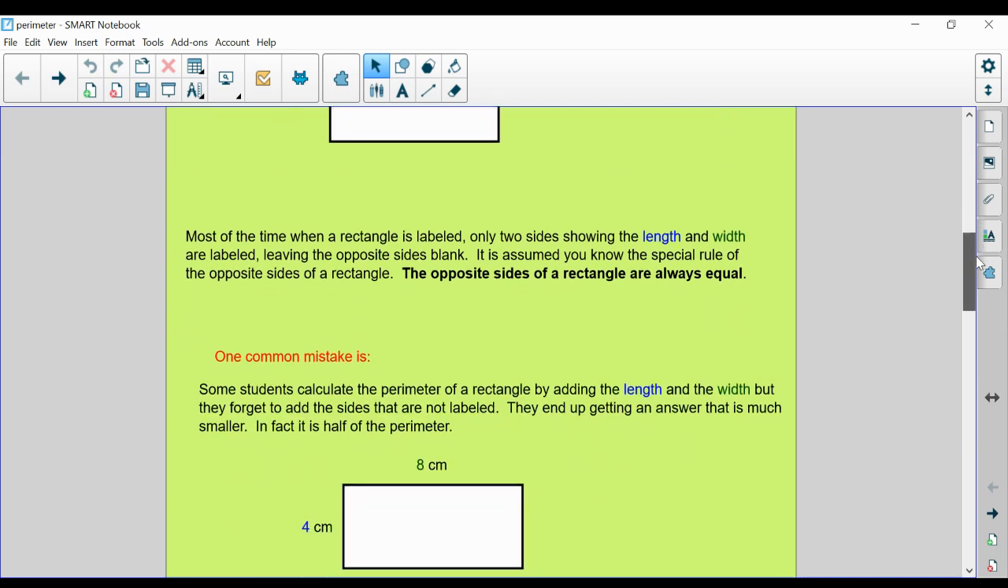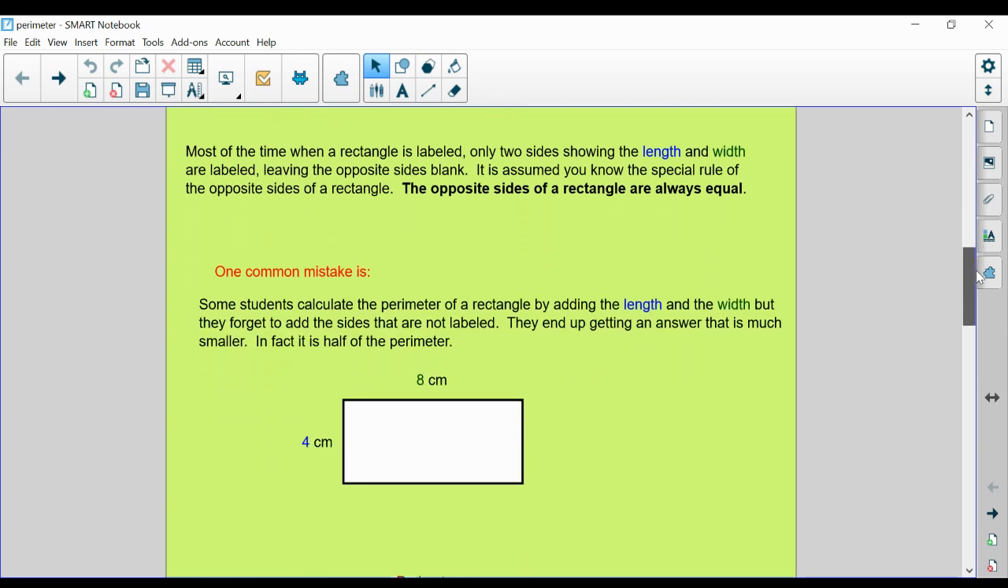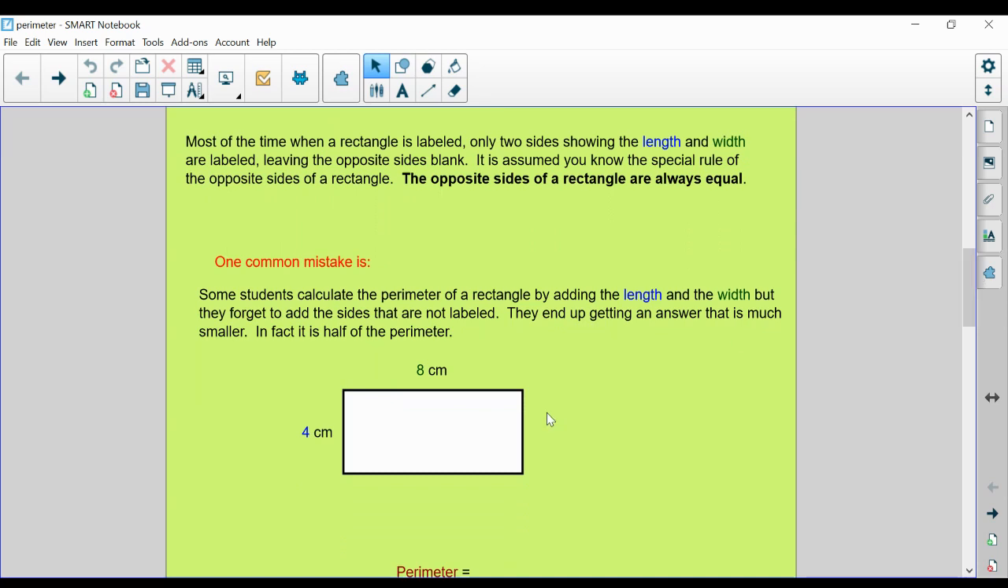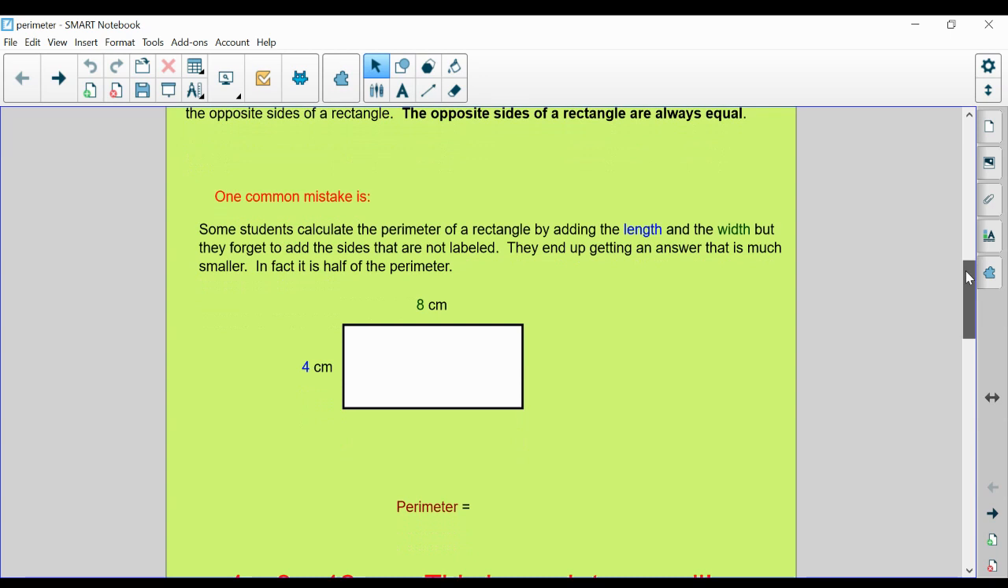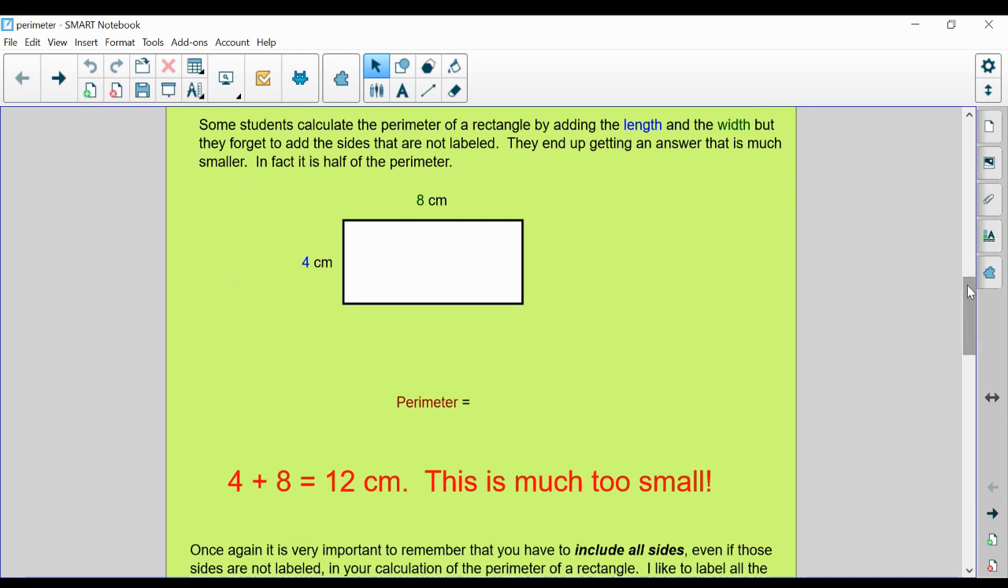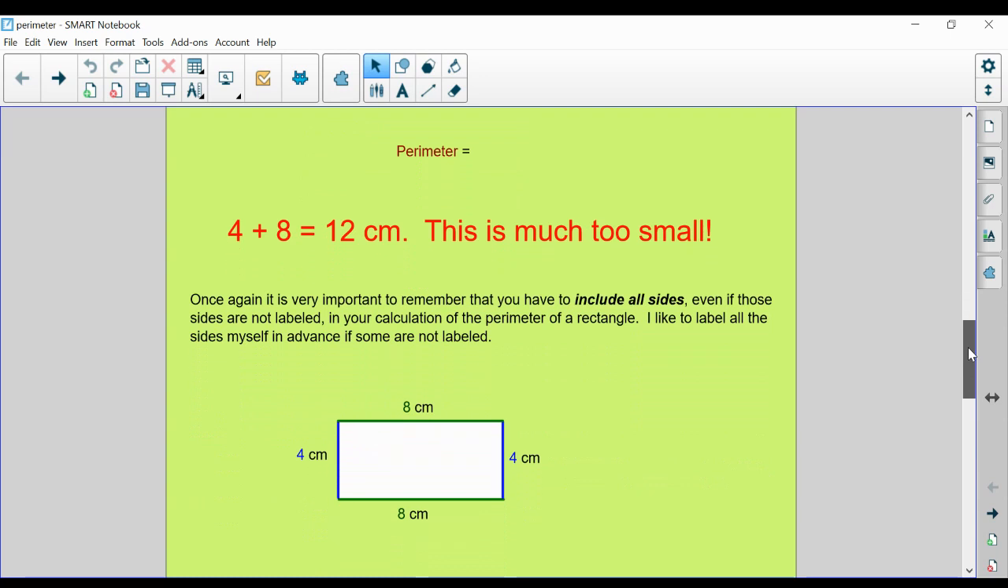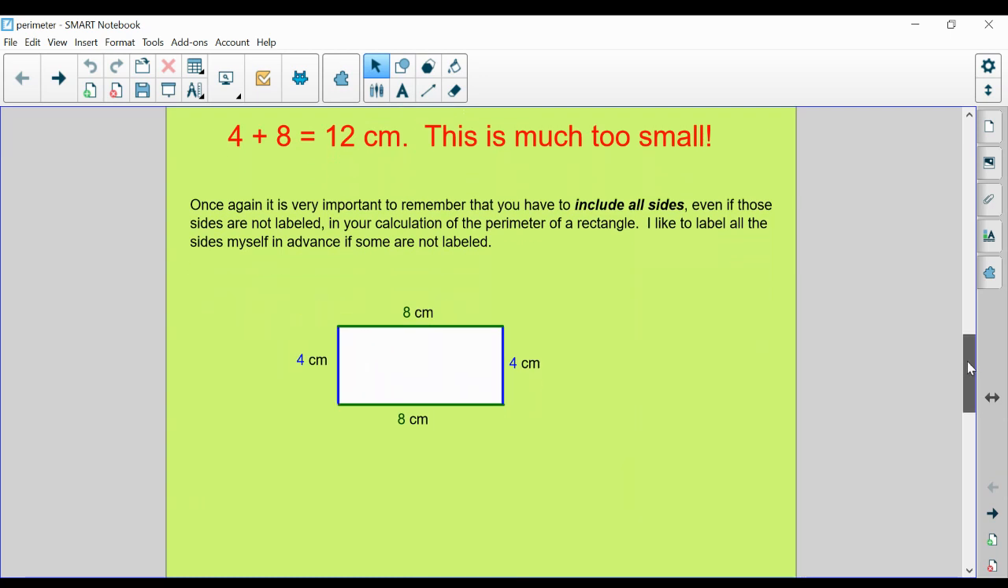One common mistake is when kids forget this rule, and to find the perimeter, they simply add 8 plus 4. Well, if you add 8 plus 4, you're only getting 12 centimeters, and that's much too small. As a matter of fact, it's half of what the actual perimeter is. So once again, it's very important for you to include all the sides, because essentially what you're doing when you're measuring the perimeter, you're measuring the distance around.